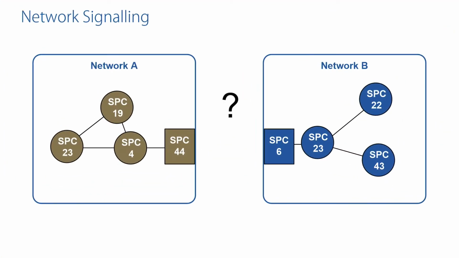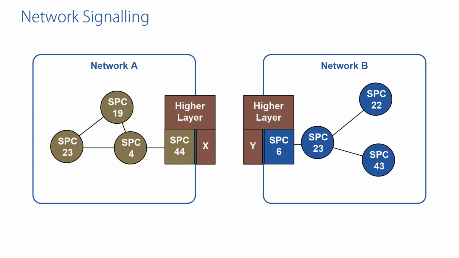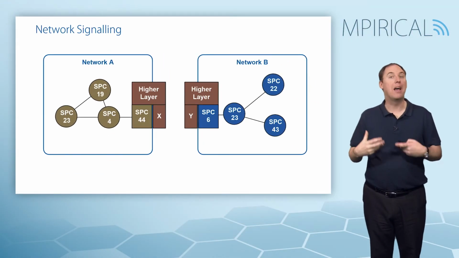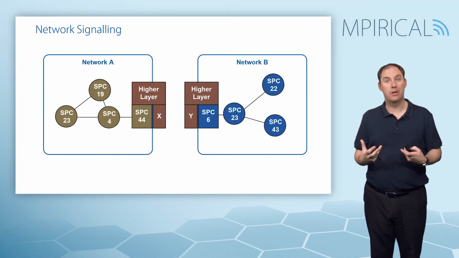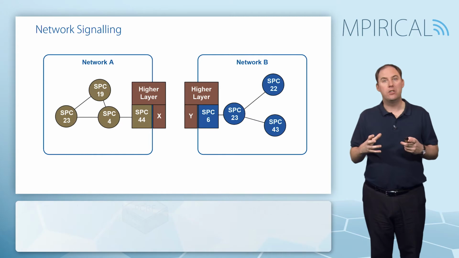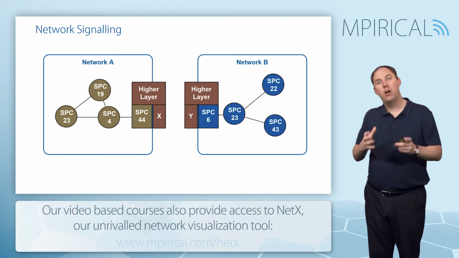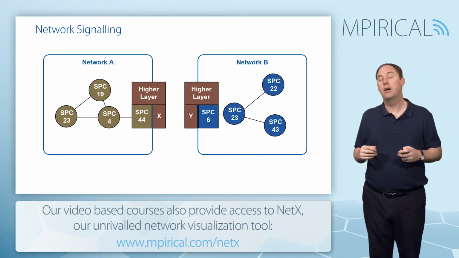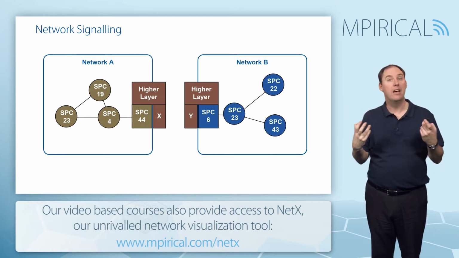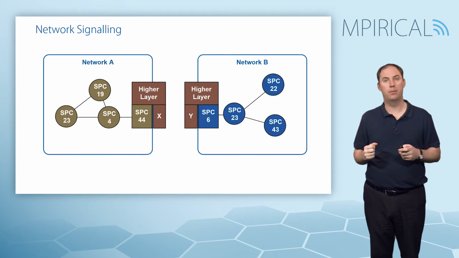Well, what we're going to need to do is think about what connects these two networks together. And typically we're going to need some higher layer application. And this might be ISUP or SCCP, for example. And that can do global title routing. So signaling messages can arrive on these nodes and be routed again across another MTP network. And in this case, I'm showing X and Y.